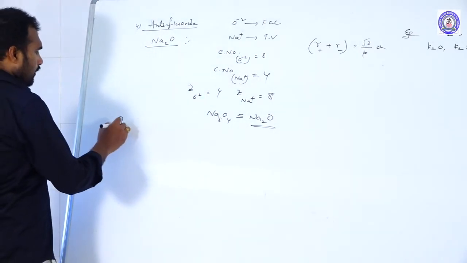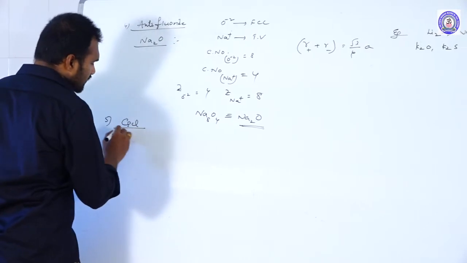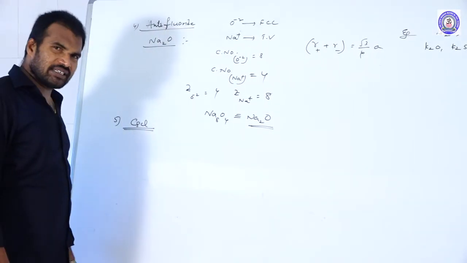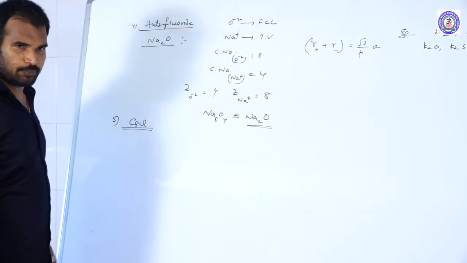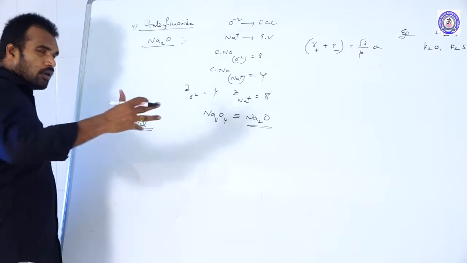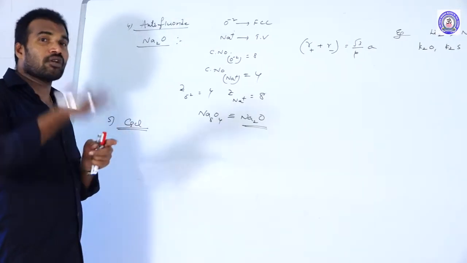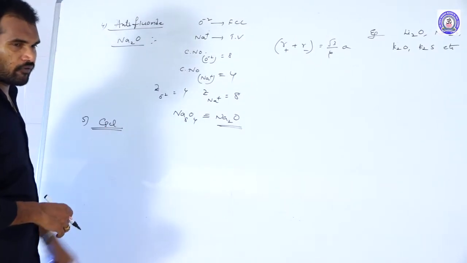Next, the last one I am going to discuss is cesium chloride. As we know, in cesium chloride it is a different arrangement. What type of void do they have? Simple cubic void they have. Why? Because when we find the ratio between the cation and anion, it will be more than 0.732. So they have a simple cubic void.